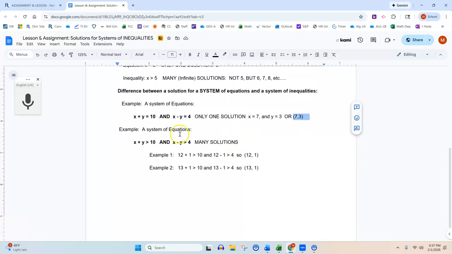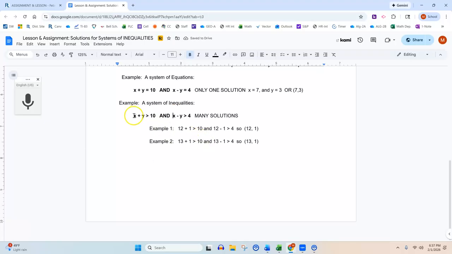Okay, so what about a system of inequalities? How is that different? Well, there's going to be many solutions, as we can see. If x plus y is greater than 10, we could do something like 12 plus 1. That would be 13, right? 12 plus 1 is 13. 13 is greater than 10, yes.